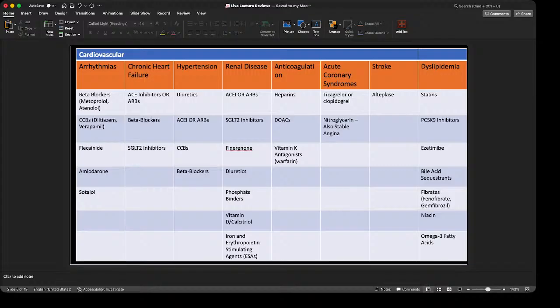Stroke, alteplase. That's also very important, especially ischemic stroke. Also understand the acronym FACE, or FAST, actually FAST, I think, and also the medications associated with that. The main goal here is really to break those clots in the brain, so at least the oxygen can flow through.